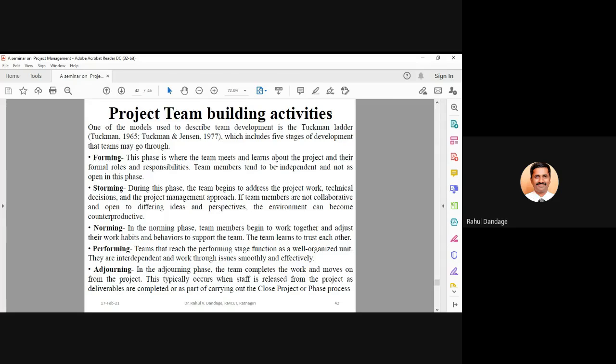If team members are not collaborative and open to offering ideas and perspectives, the environment can become counterproductive. So in this case, it is essential that the team members be collaborative. They should help each other, collaborate with each other, and be open to differing ideas and perspectives. If somebody says that this work can be done like this, they should be open to welcoming the various ideas, perspectives, and opinions. They should listen to everyone.